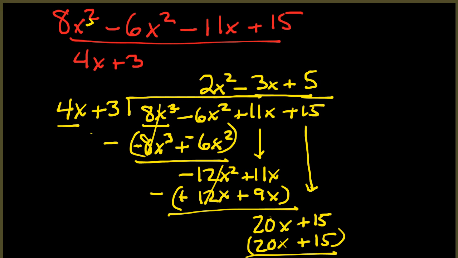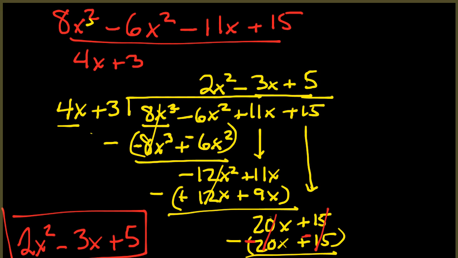I'm going to subtract the whole thing, which makes this negative. I'm going to put that in red because it's hard to see. That negative and that becomes negative. They both cancel out and I'm left with a 0. And so my answer here is 2x squared minus 3x plus 5. Pause the recording if you need to take notes.